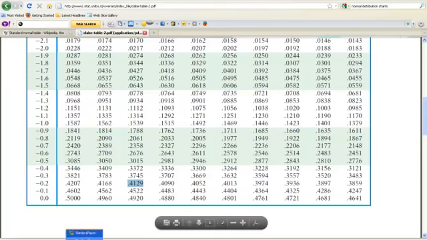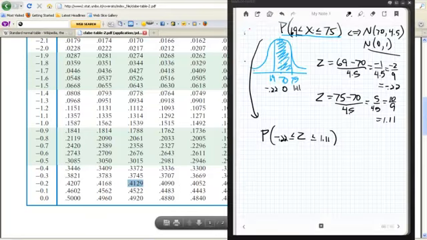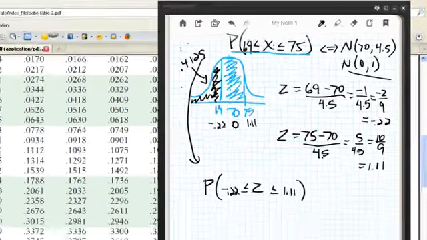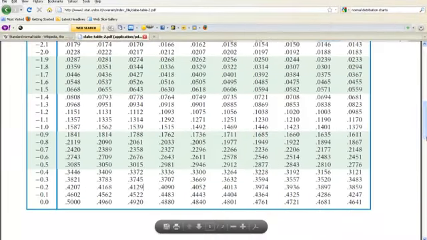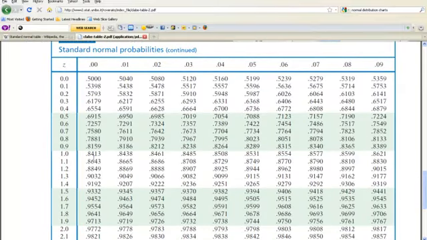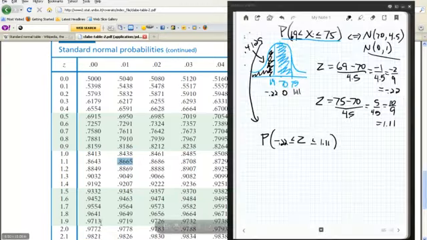So let's go label our little drawing. That tells me that this area in here is going to be 0.4129. This blackened area right there. Okay? Now let's go find 1.11. Hopefully, again, you're looking in your book. I got 0.8665. Now, I'm a little punchy today, so bear with me. You can probably tell. 0.8665. So I go back here.